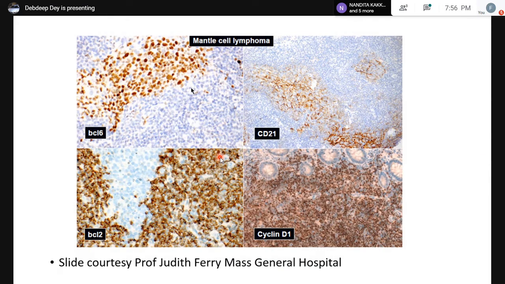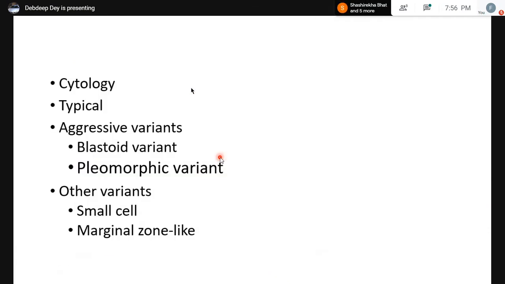If it is BCL2 positive cells with a CD20 predominant population, you are justified in calling it a low-grade B-cell lymphoma. Now, there are different cytological variations. We have the classical mantle cell lymphoma, which I described, the aggressive variants, which are the blastoid and the pleomorphic variant. The blastoid variant, as I showed you in the CNS case, can be mistaken for a lymphoblastic lymphoma. So you have to do your TdT, CD10, as well as your cyclin D1. The pleomorphic variant can be mistaken for a DLBCL.